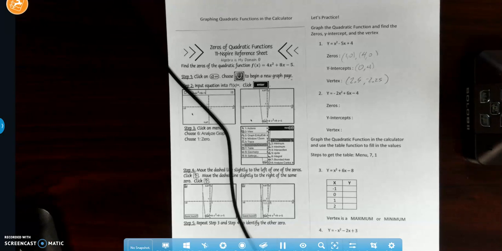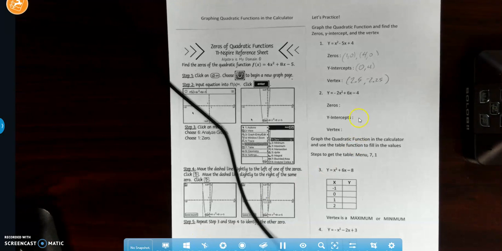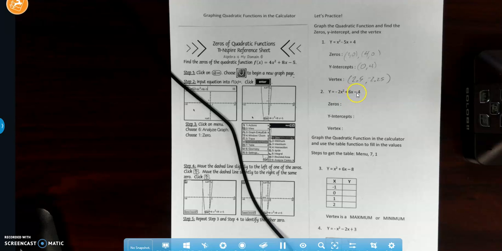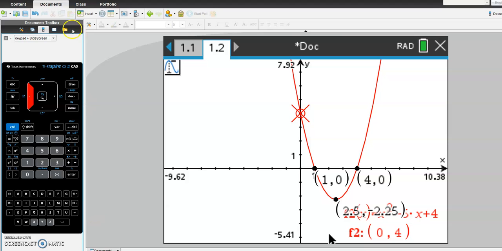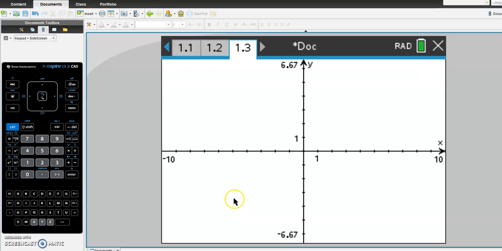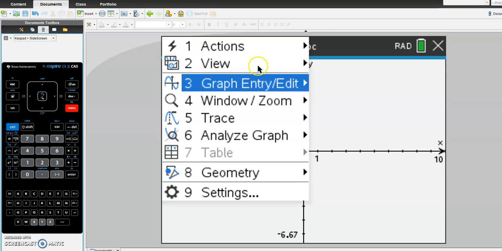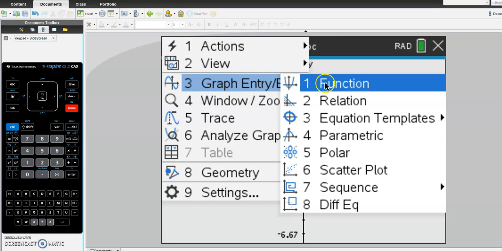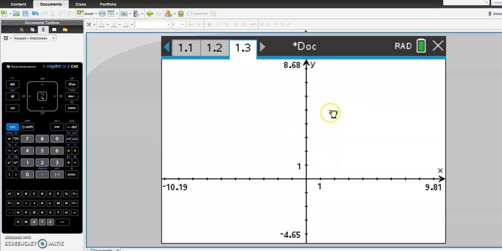All right, let's go put another quadratic function in. So we're going to put in negative 2x squared plus 6x minus 4. Okay, so we're going to press on, and I'm going to add a new document, graph. Okay, so we're going to go to Menu, Graph, Edit, Entry. We're going to add a function, quadratic function. Enter.